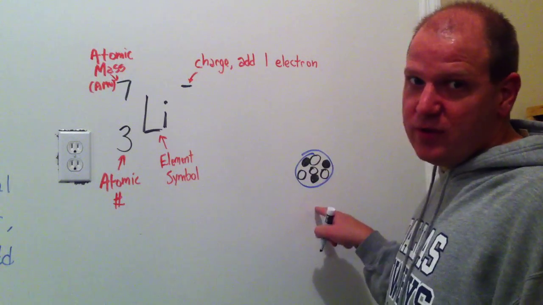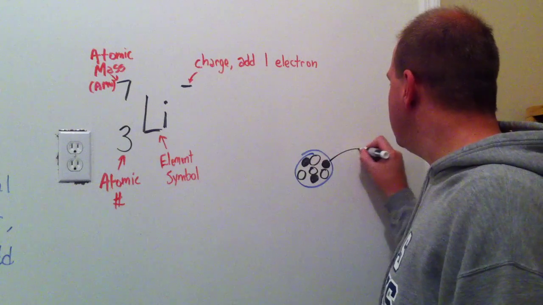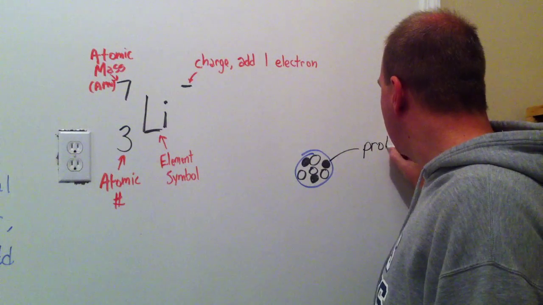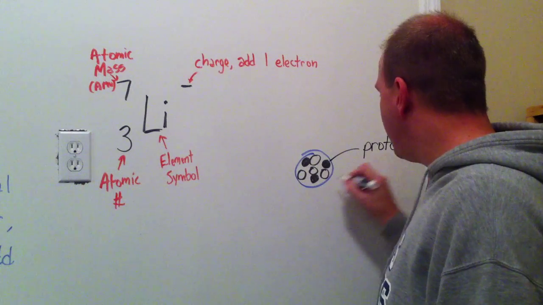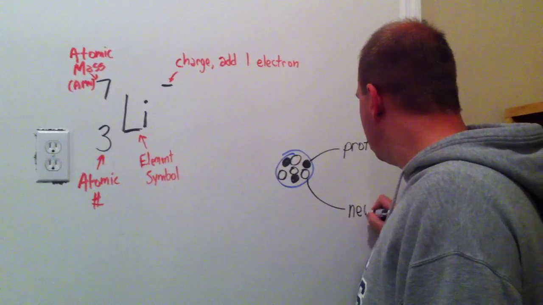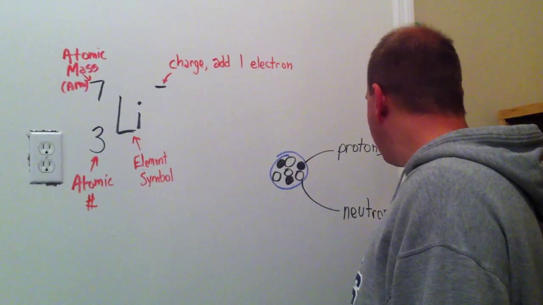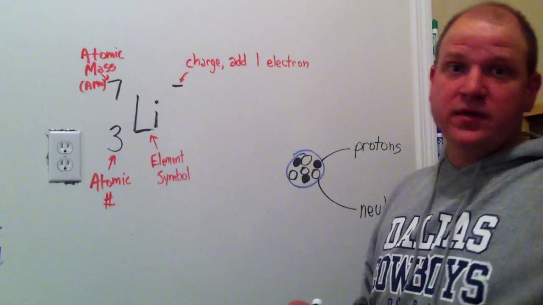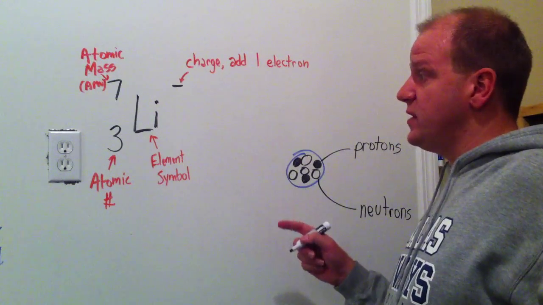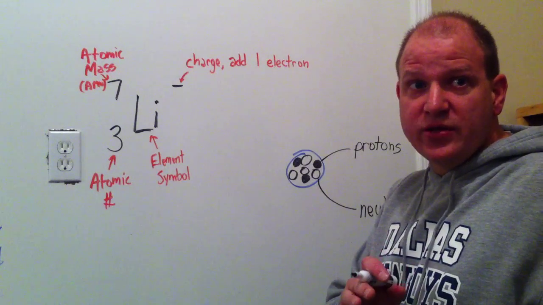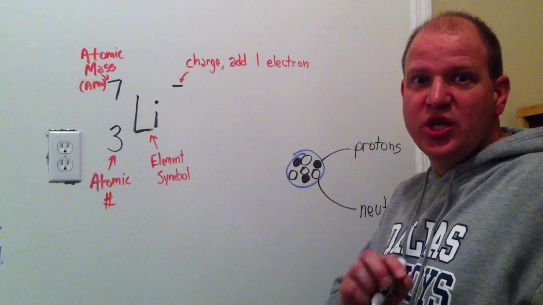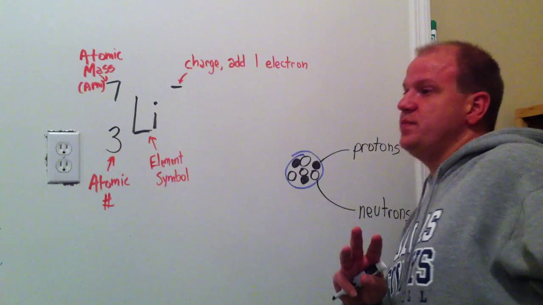Alright, now we need a label inside that nucleus. So we've got the protons. We've got our neutrons. And now we can move on to our electrons. So let's take a look at the number of electrons that we need. Now remember, for the electrons, we've got 3 electrons.